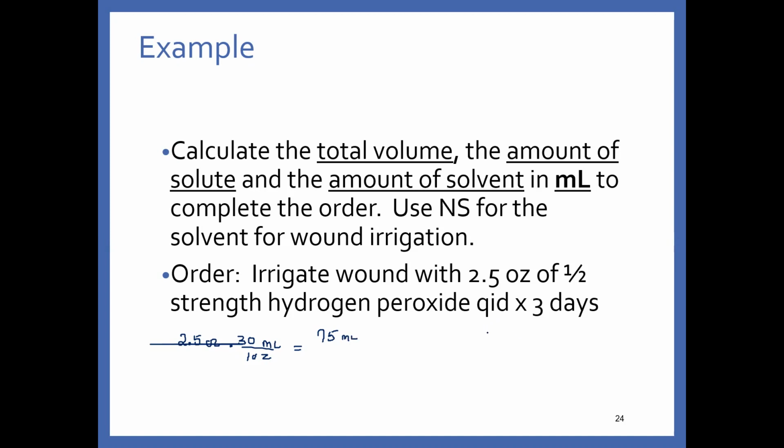QID is one of the abbreviations we were to memorize, and it stands for 4 times each day. So I'm going to need 75 milliliters 4 times in a day. So I'm going to multiply this by 4. And so that gives me 300 milliliters needed for 1 day.